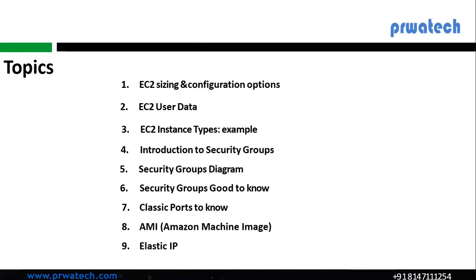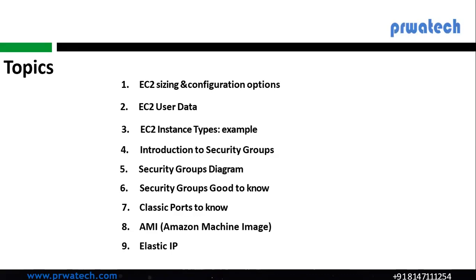After that, instance types. After that, security groups and types of security groups. After that, we'll see some security group diagrams and some good to know points. We will see that one. After that, we will see classic ports. After that, we will see AMI. And after that, Elastic IP.